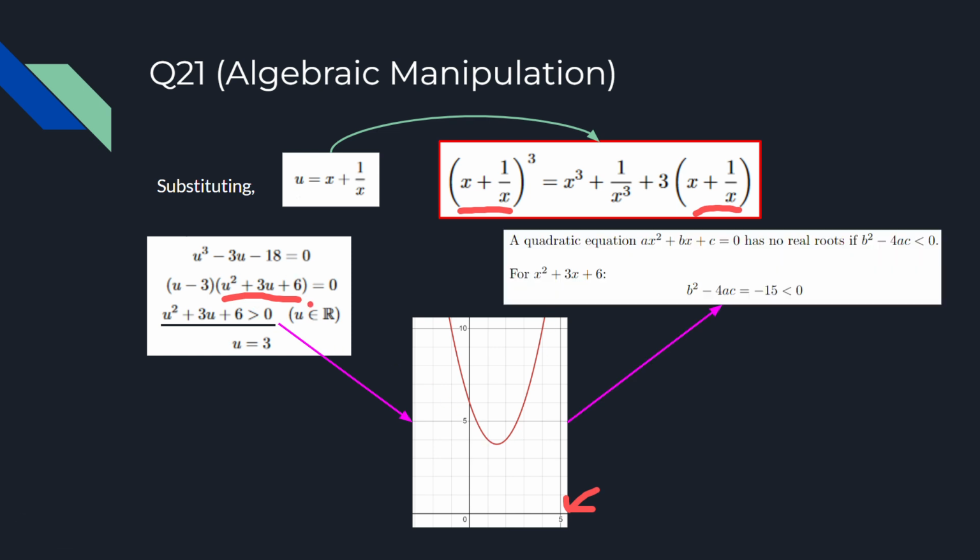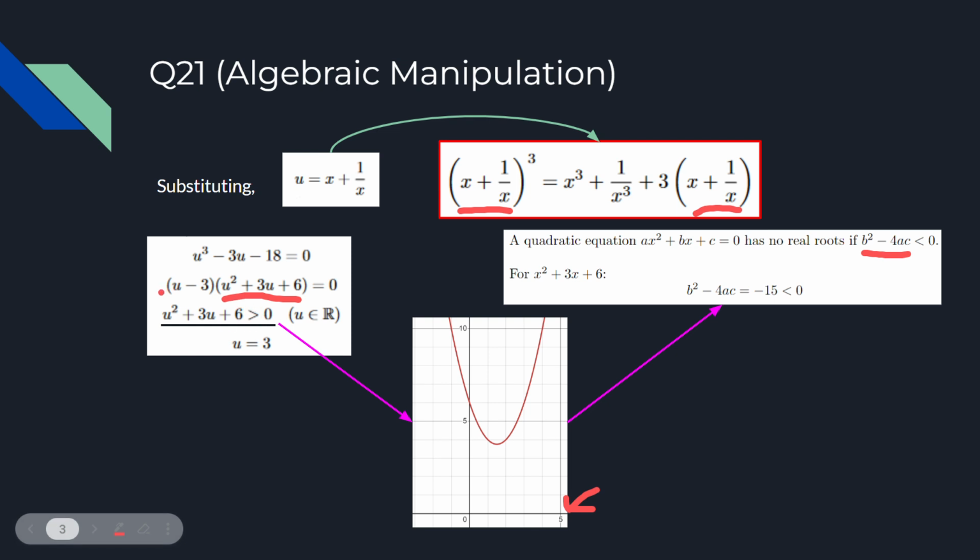Another way to think of this is that a quadratic equation ax squared plus bx plus c equals to 0 has no real roots if b squared minus 4ac is less than 0. We call this term the discriminant of the quadratic equation. So for x squared plus 3x plus 6, b squared is going to be 9, then minus 4ac is going to be negative 24. You sum those two, you're going to get negative 15. That's actually less than 0. So it has no real roots. It does not intercept with the x-axis. Hence, it is always greater than 0.